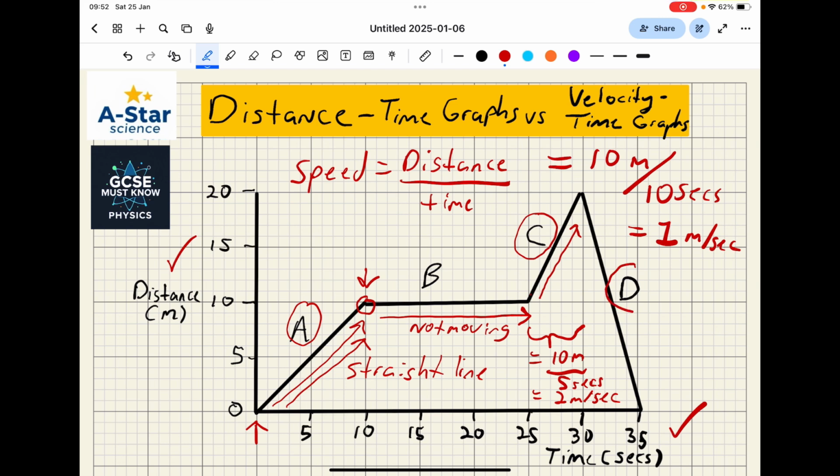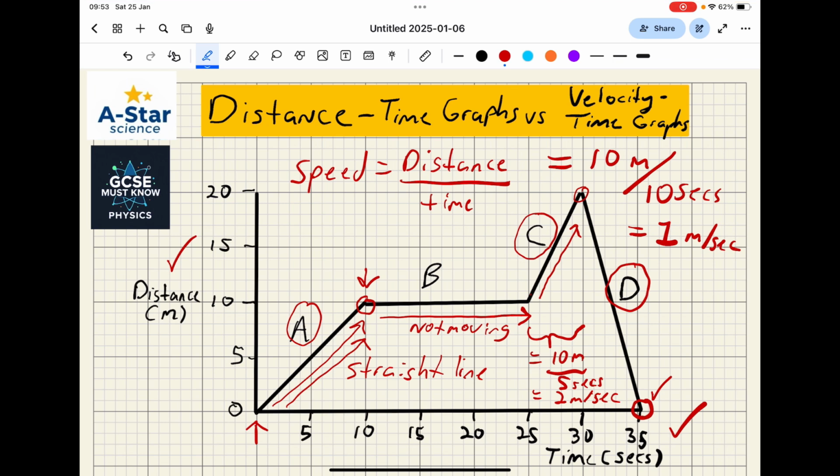And what's happening at point D? Well, the object is returning back to its origin. It's going from 20 meters away from its origin, here, now back to 0 meters here. And that's how we use distance time graphs.